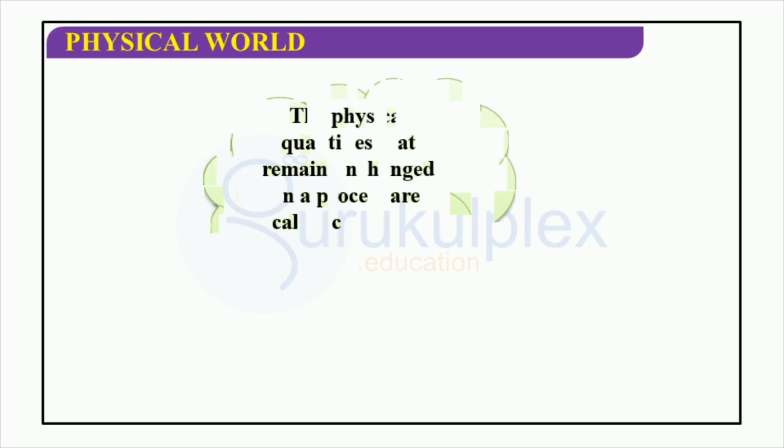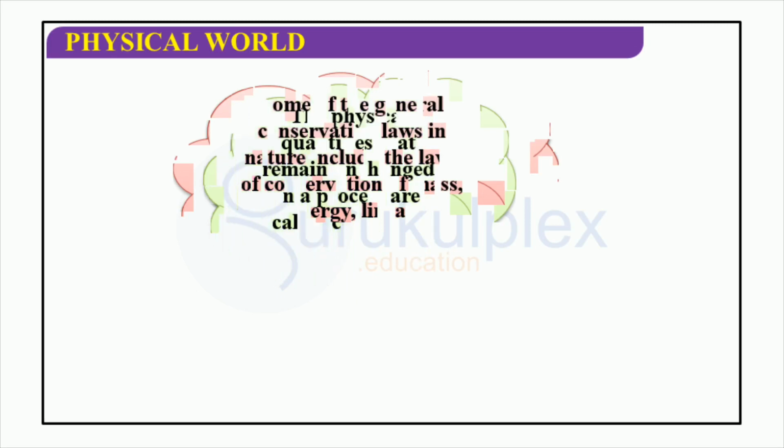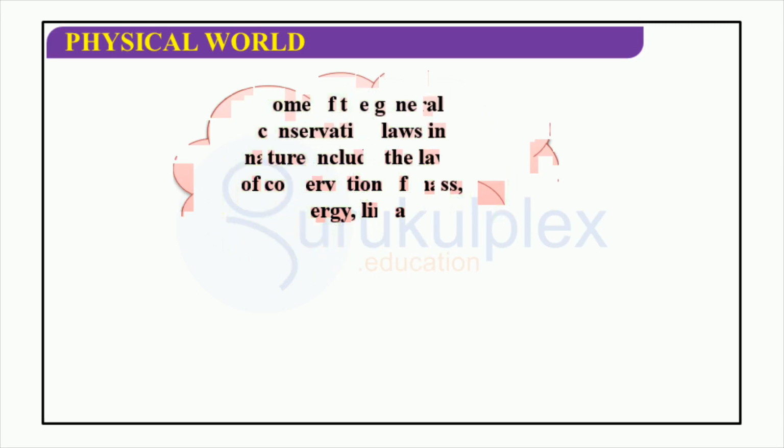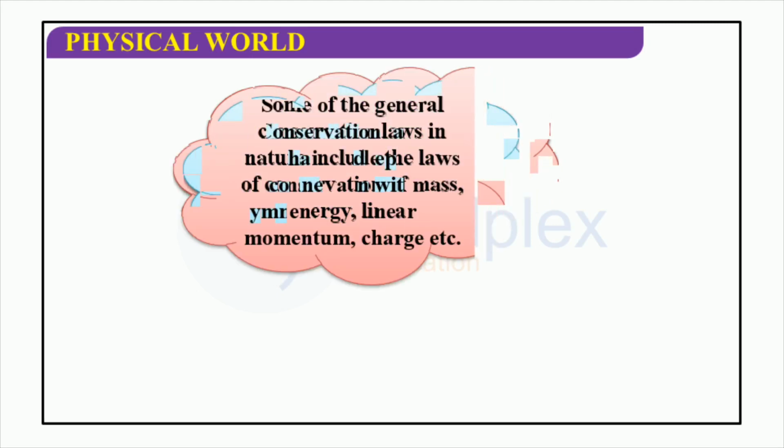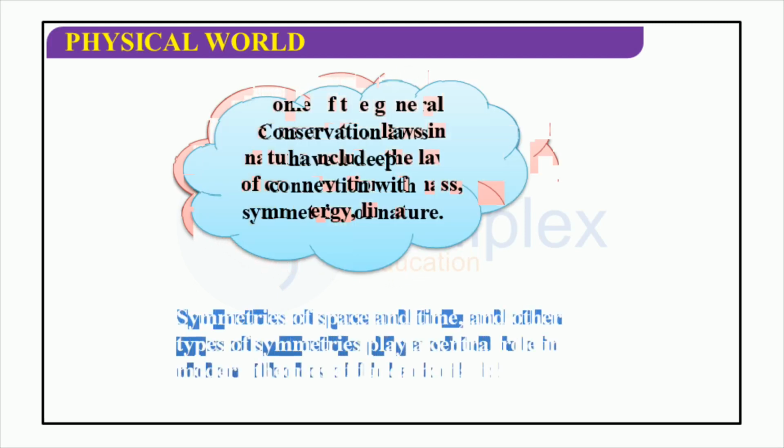Physical entities and their inherent patterns provide a base for understanding the natural world. Mass, energy, linear momentum, and charge, among other physical entities, remain constant throughout a physical process. Conservation of these physical entities is not only important but is also related to the symmetries of space, time, and other symmetries that govern the forces of the universe.